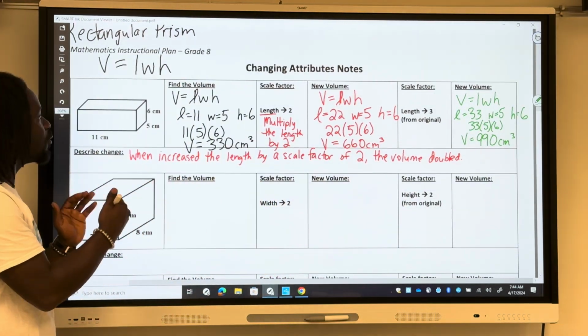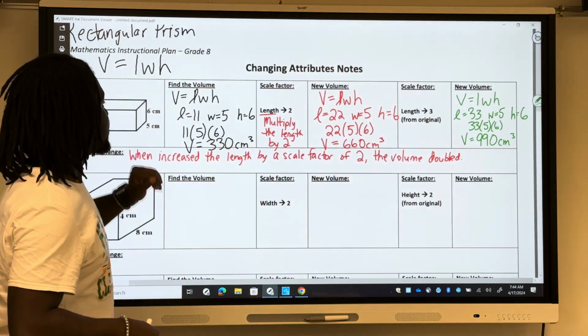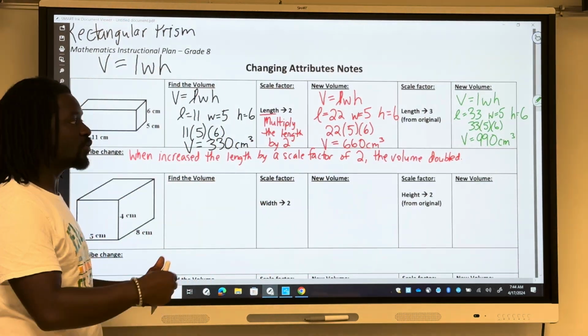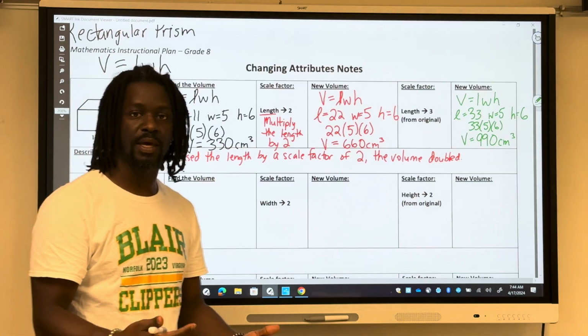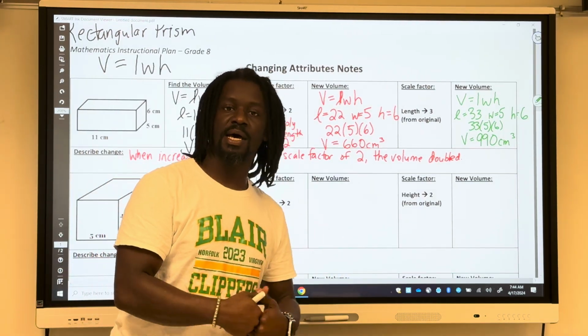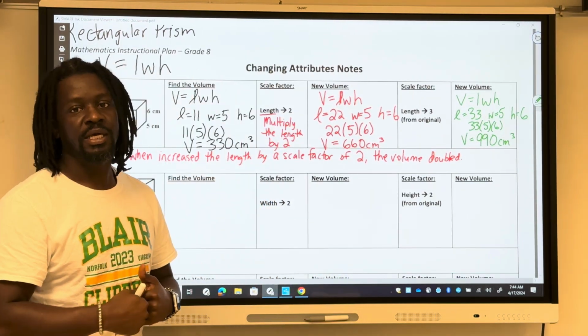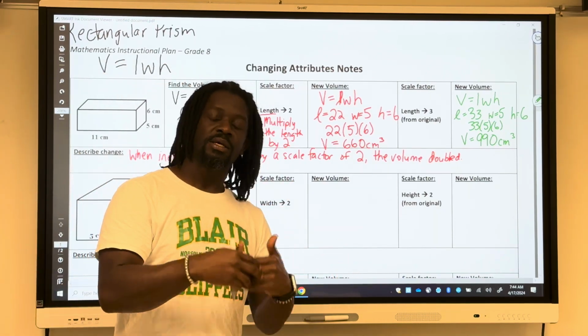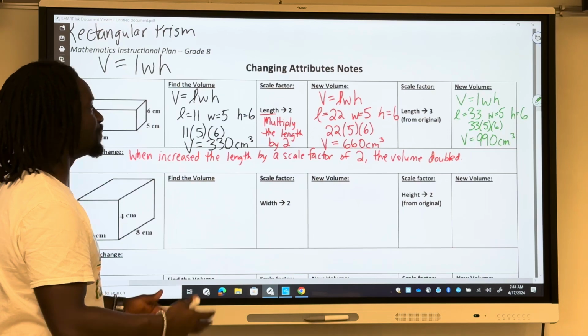So we see that whatever we do to the dimensions in a rectangular prism, when we're finding the volume, it will also affect our volume that way. So if we double it, then the volume's going to double. If we triple it, the volume's going to triple. If we take half of it, the volume will be cut in half.